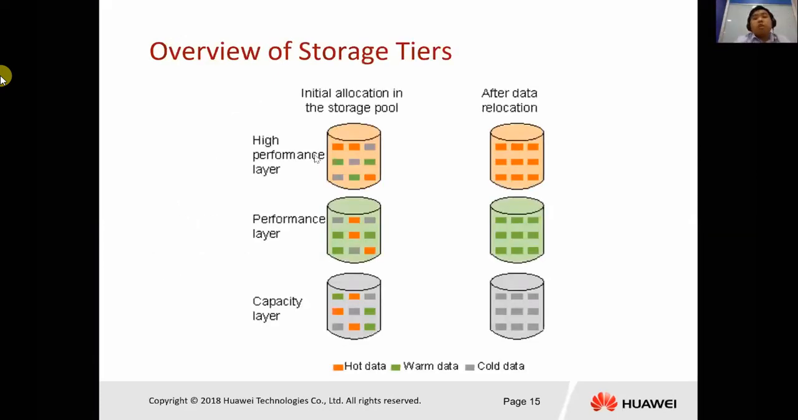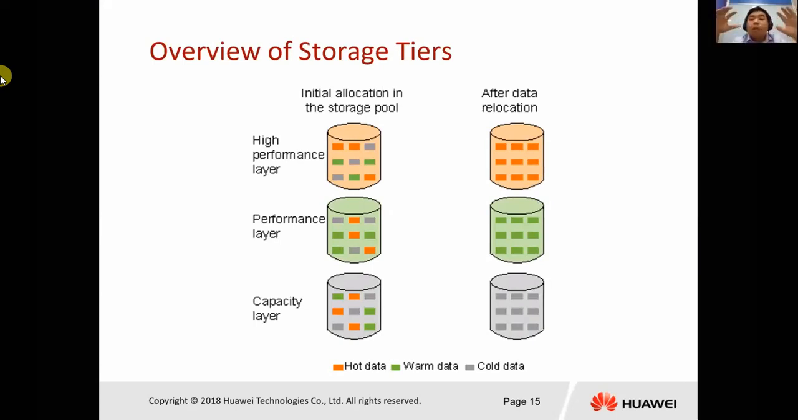Okay, Smart Tier. So what is the function of Smart Tier? The function of Smart Tier is basically to perform data relocation. We call it migration or relocation, depending on what name you want to call it. So you can perform data relocation.